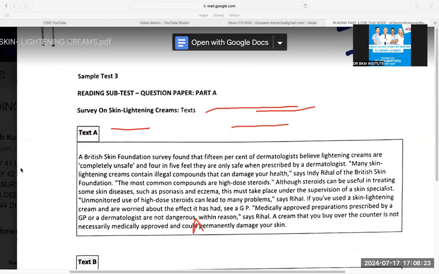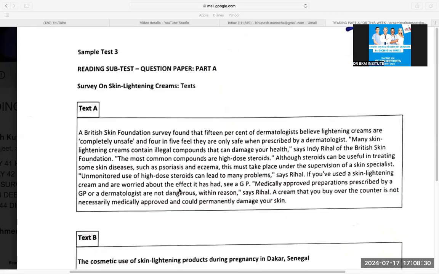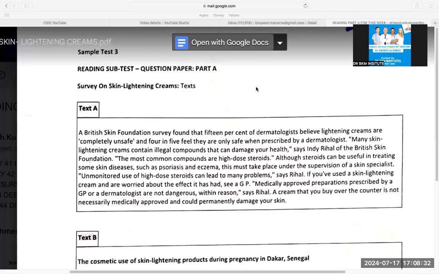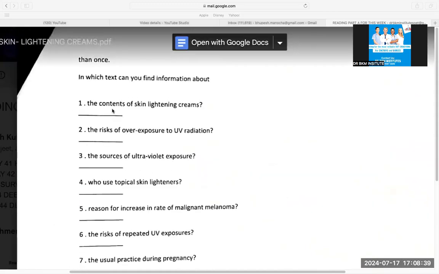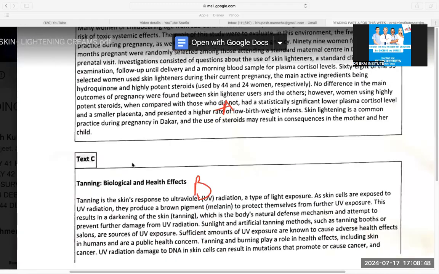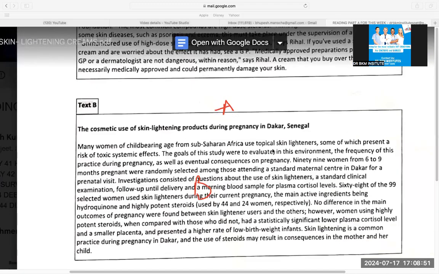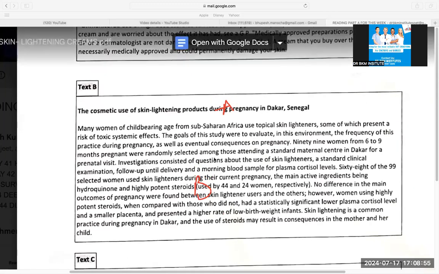Paragraph B is about a survey: dermatologists, lightening creams, many skin, the most common compounds are high-dose steroids. So these are the contents of lightening creams. I think there was a question about the content as well. Content of the skin lightening cream is given in B. Then cosmetic use we have already done. The pregnancy word is given here, so that answer should be B as well.